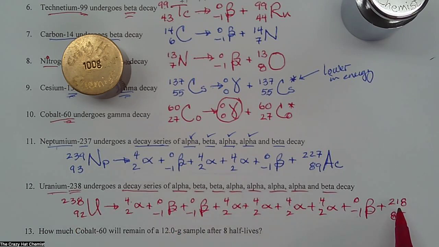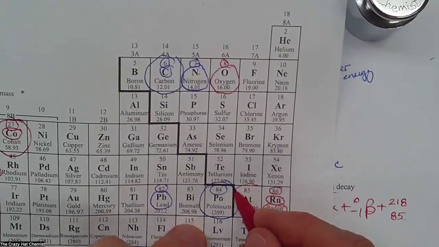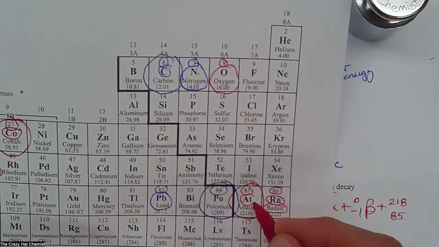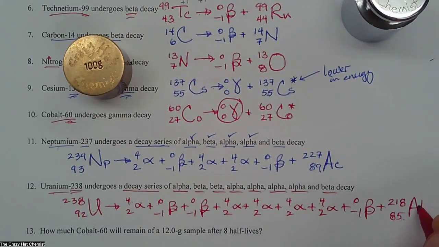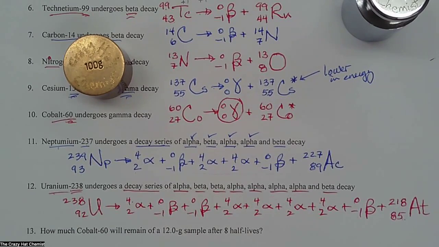We're going to check on the top here. We got 218 plus 4 plus 4 plus 4 plus 4, and finally plus 4 again, and that's 238. We're going to look up on our periodic table, find element number 85. Where would number 85 be? Well, let's see if we can find that. It's astatine, it's 85, that's At, just like that. So that's At. Perfect.